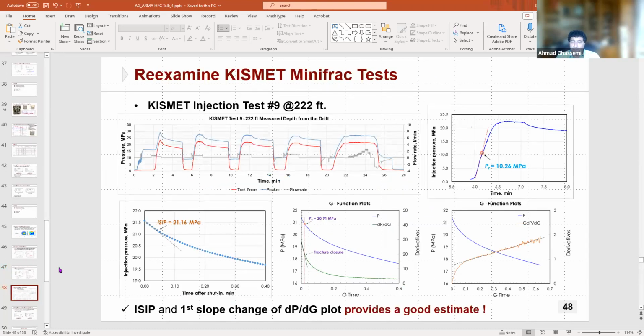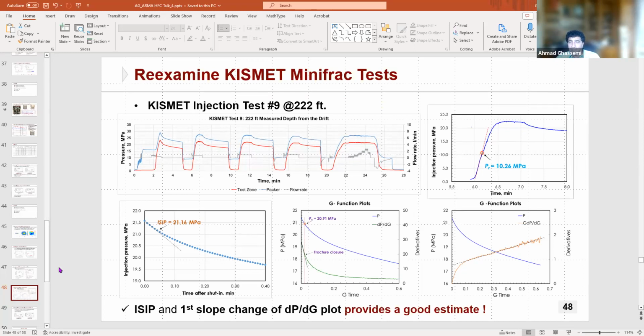And another piece of information that is worthwhile is that we re-examined some of the minifrac tests or micro-frac tests that were done in Kismet. For those of you who are not familiar, this is a project that was carried out in the Sanford mine. It's a predecessor to the essentially collab. So pre-collab activity. I mean, these are different projects, obviously, but same location.